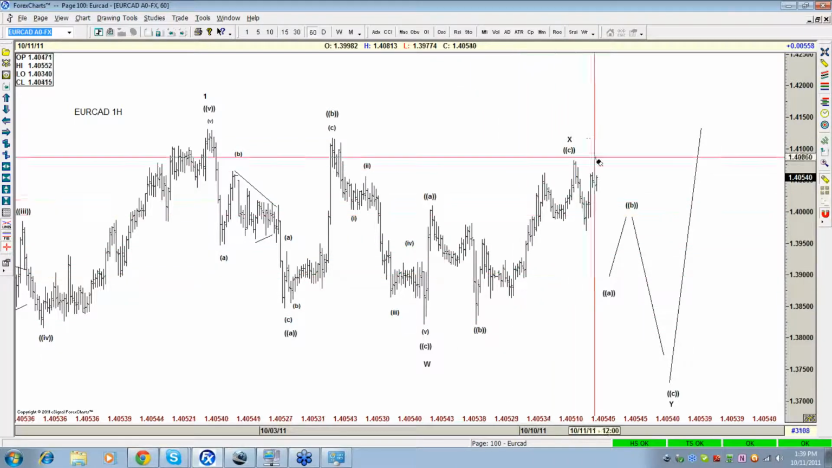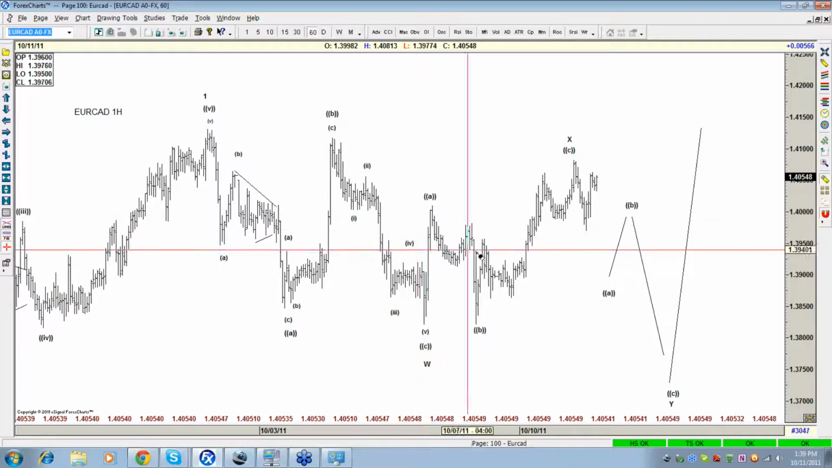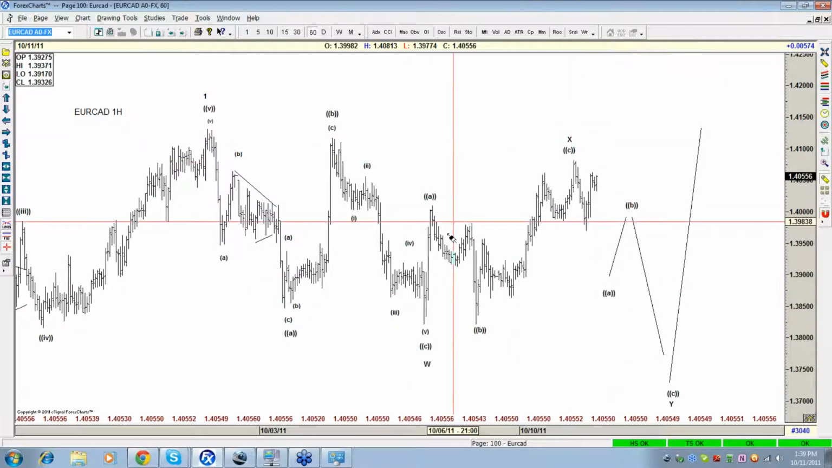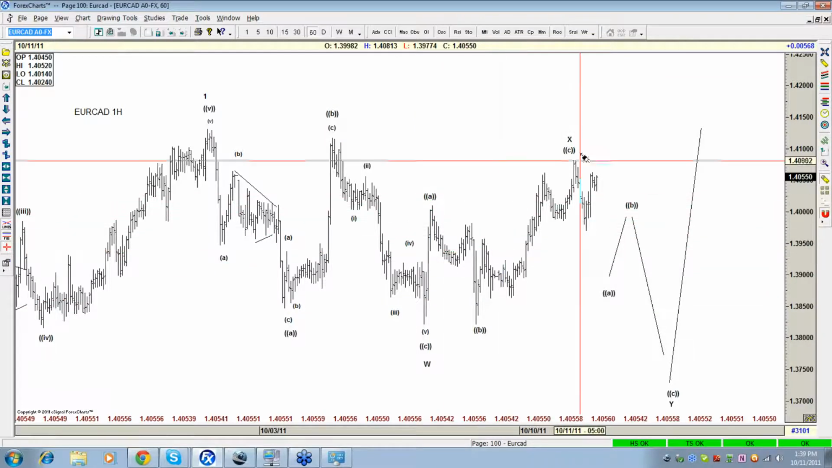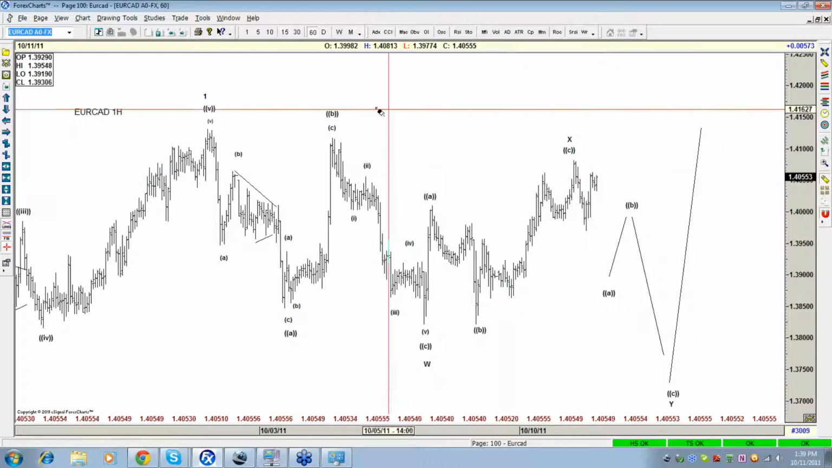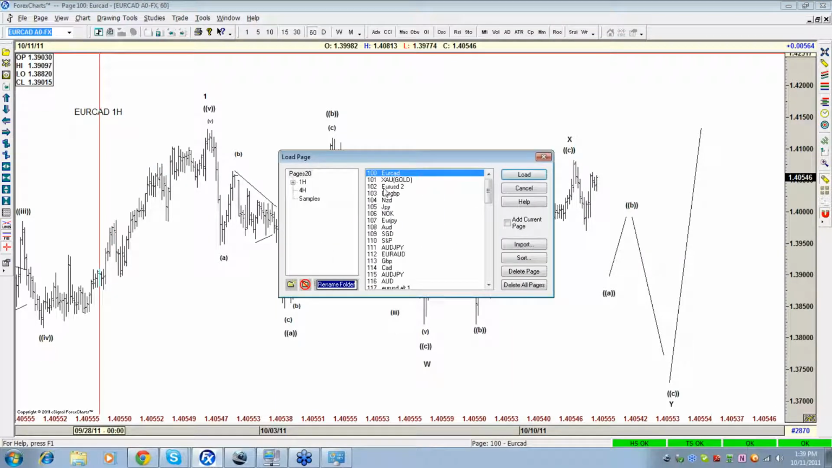So you got a W flat, an X flat, unbelievable. This is a clear 5. This is a 3. Or it's an ABC. I mean, this looks like a 5. So this pair is calling the euro lower. The euro can be in the B wave flat, and the B of B wave flat. I've been telling you that. Any other question, guys? Okay, the Norwegian one.